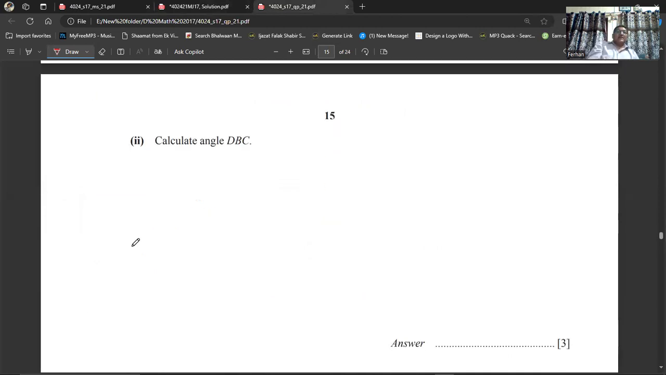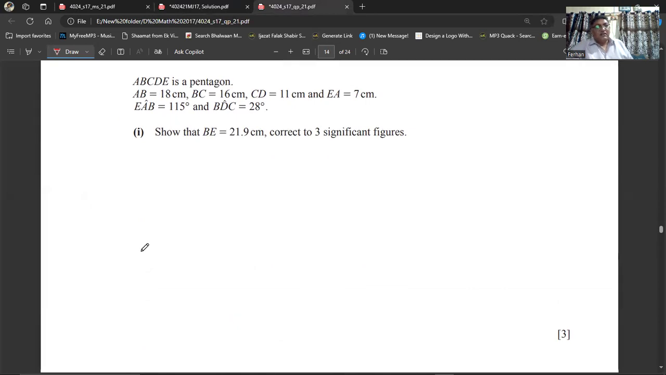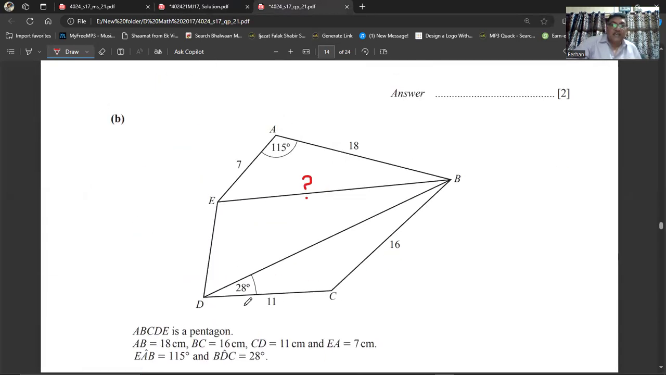Calculate the angle DBC. This is the second part. They want me to find out the angle. The name of the angle is DBC. If you look at this triangle, opposite to 28 degrees is 16. To 28 degrees, the opposite side is 16. And opposite to 11 centimeter is the question. This angle is the question.